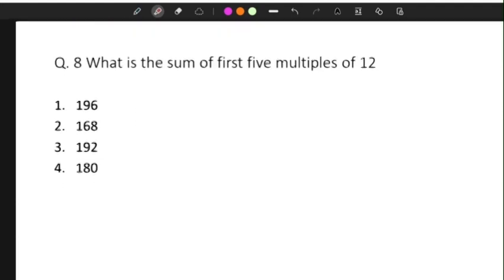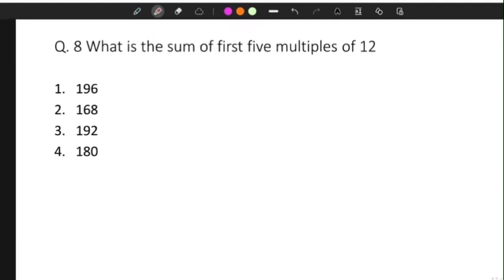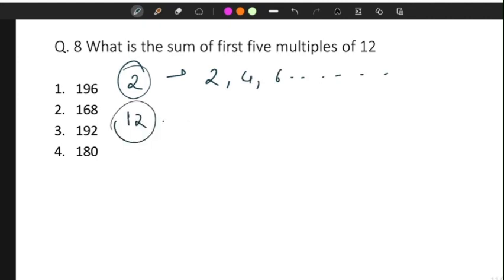Okay, got it? So the next question is, what is the sum of the first 5 multiples of 12? Whenever they talk about multiples, it simply means we have to go through the table. If they are talking about the multiples of 2, it means 2 1s are 2, 2 2s are 4, 2 3s are 6 and so on. What are the first 5 multiples of 12? 12 1s are 12, 12 2s are 24, 12 3s are 36, 12 4s are 48 and 12 5s are 60. So they are asking us to find the summation.